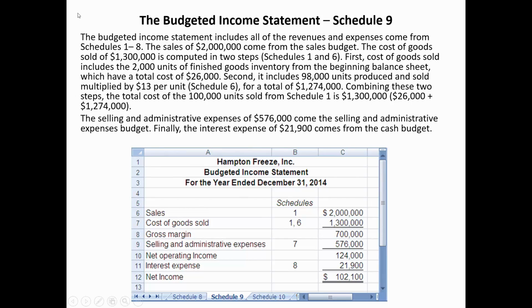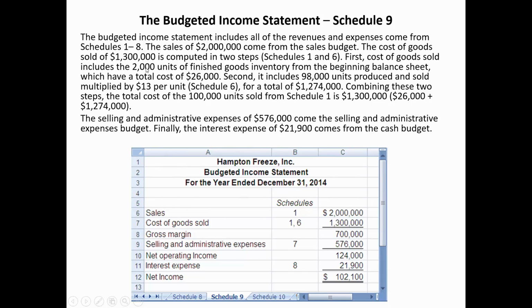So now we're on our second to last schedule, the budgeted income statement. This includes all the revenues and expenses, where they come from schedules 1 through 8. This is where our $2 million of sales comes from the sales budget. The cost of goods sold of $1,300,000 is computed in 2 steps, and it's from schedules 1 and 6. First, the cost of goods sold includes the 2,000 units of finished goods inventory from the beginning balance sheet. Okay, so we had 2,000 units of finished goods inventory that were already on hand in the beginning balance sheet, and that would have a total cost of $26,000.